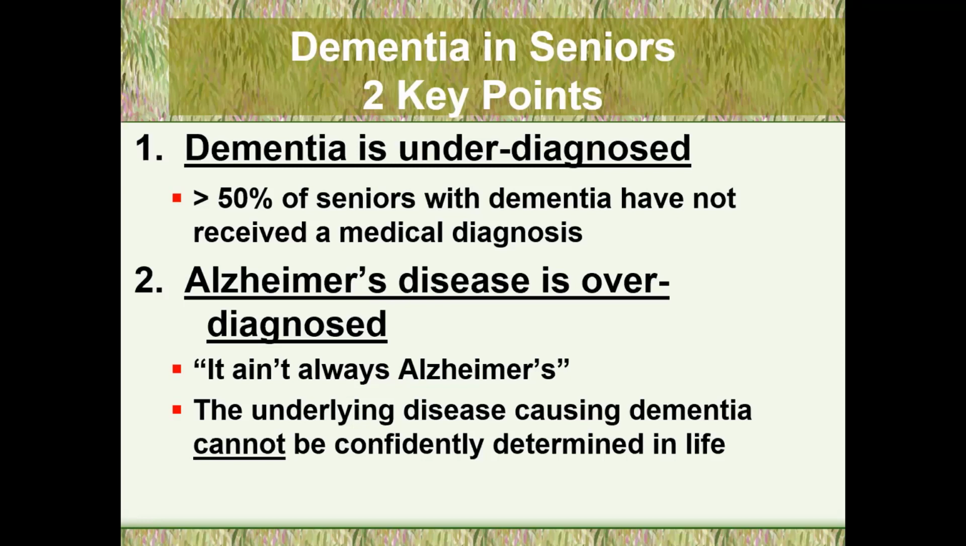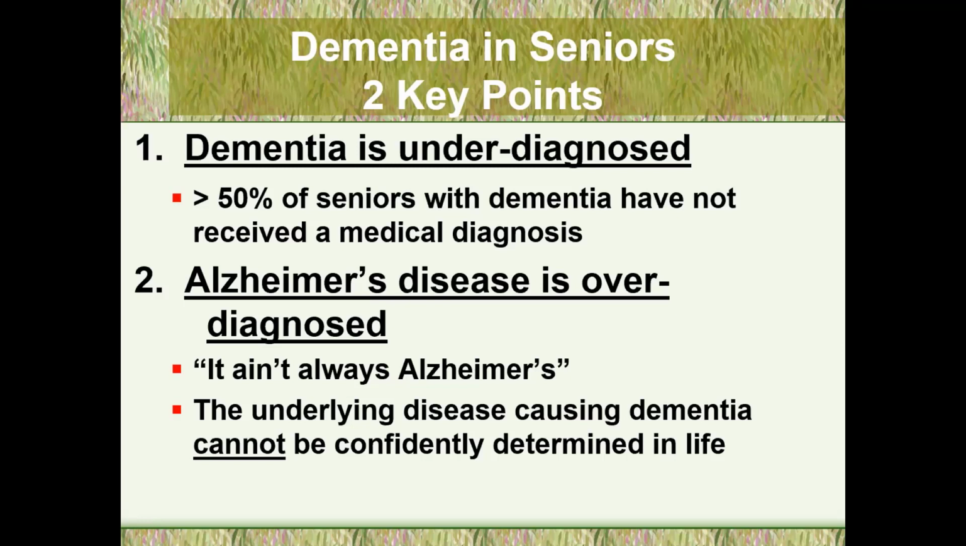And the second key point is that Alzheimer's disease is overdiagnosed. I came up with this sort of cliche that it ain't always Alzheimer's. Just because somebody has dementia, or even has cognitive dysfunction for that matter, don't jump to the conclusion that it's Alzheimer's disease. It's a common mistake in the lay public. It's also a common mistake in the medical community.